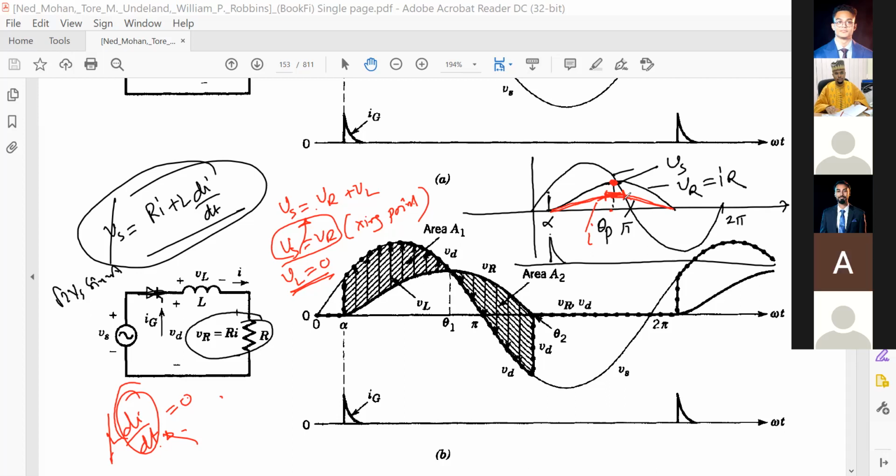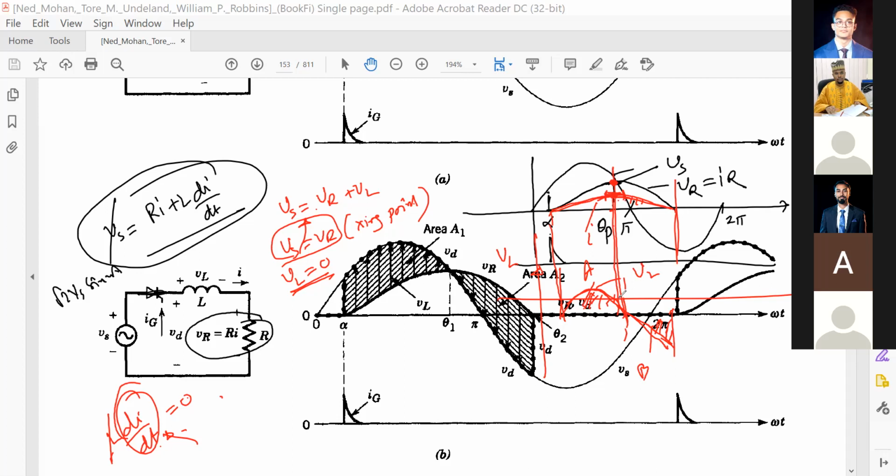Yes, sir. Then, like what we did for the diode case, if we want to plot VL, up to this point di by dt is positive, so we get a positive VL. After this theta P, we see that this slope is negative, and we get a negative VL. This will be the wave shape of your VL. And this is the area A, this will be area P, and of course this area B.